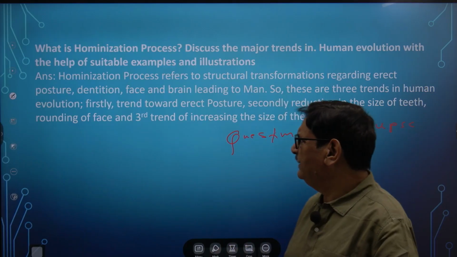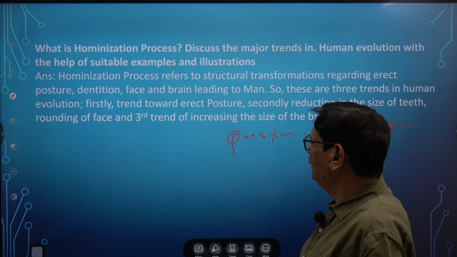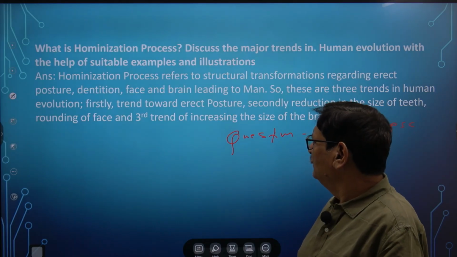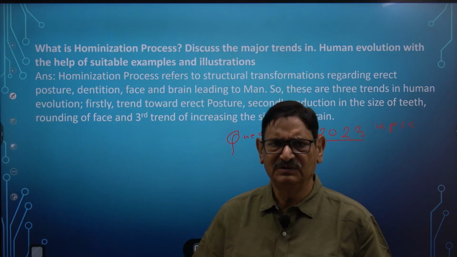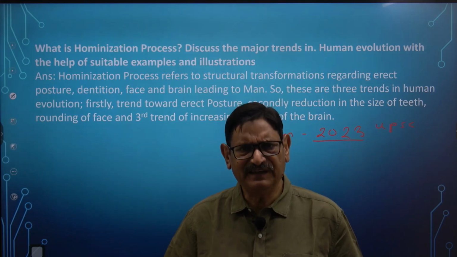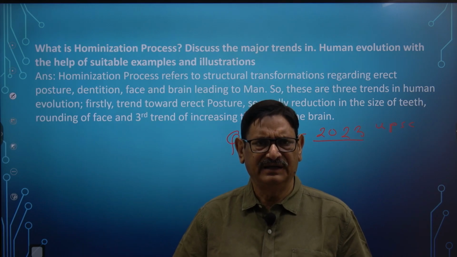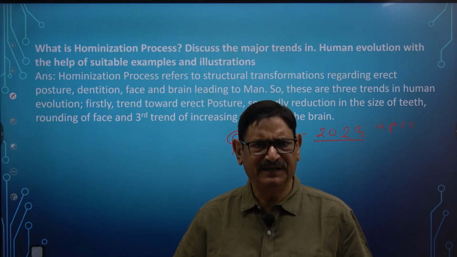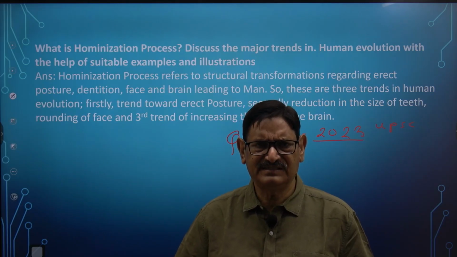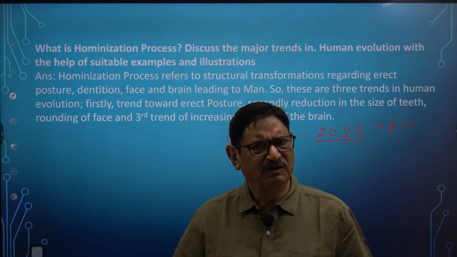This is the question: hominization. What is the hominization process? Discuss the major trends in human evolution with the help of examples and illustrations. Hominization refers to a structural modification in erect posture, dentition, rounding of face, and increase of brain size. These structural modifications can be seen in the fossils.